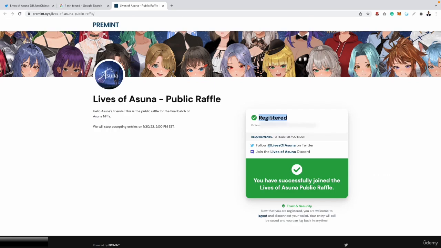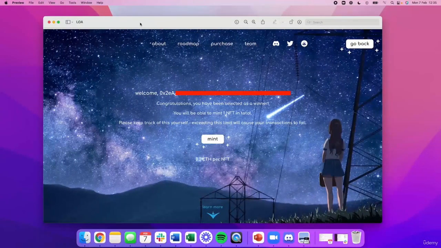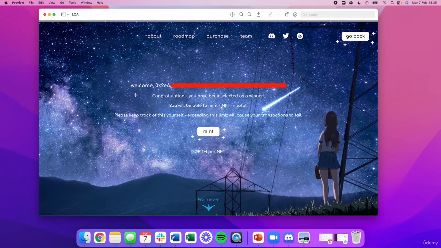You can see, of course, I am already registered as I've entered this raffle and I've already won. So this is basically what they did. I entered the raffle and I won as well. So here is confirmation of me winning. It says welcome 0x2EA, which is actually the address of my wallet. Congratulations, you have just been selected as a winner. You'll be able to mint 1 NFT in total. Please keep track of this yourself. Exceeding this limit will cause your transaction to fail.